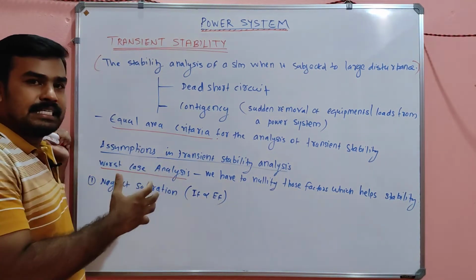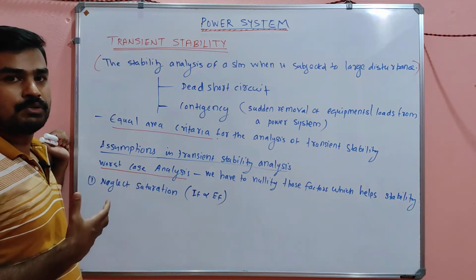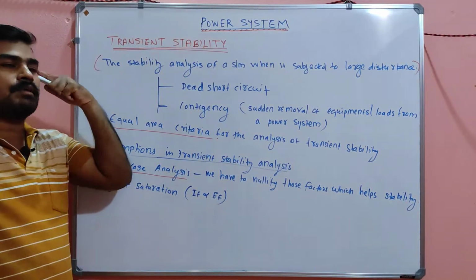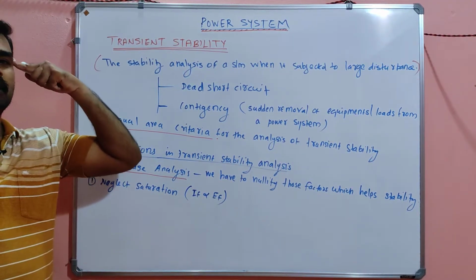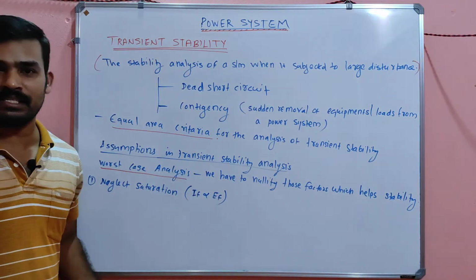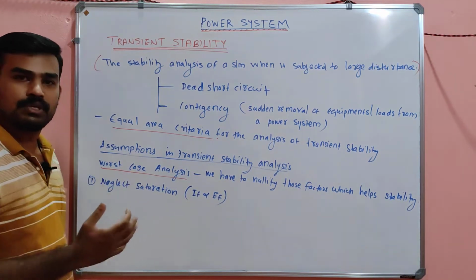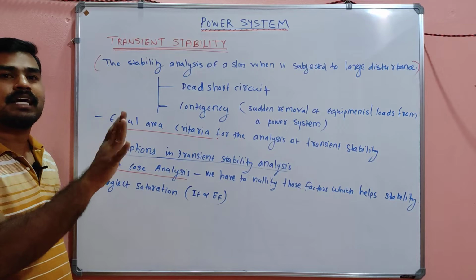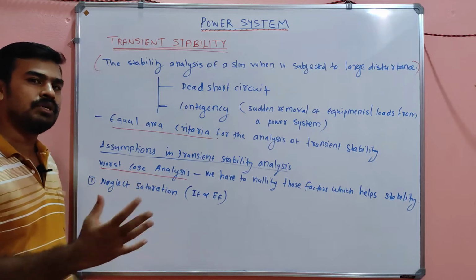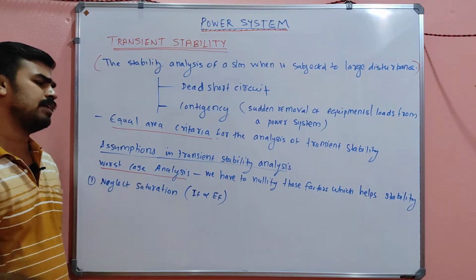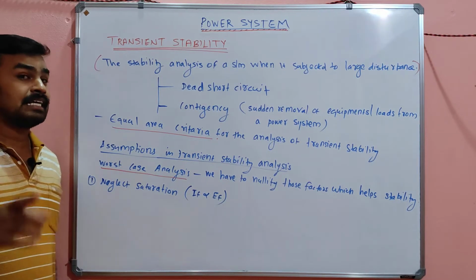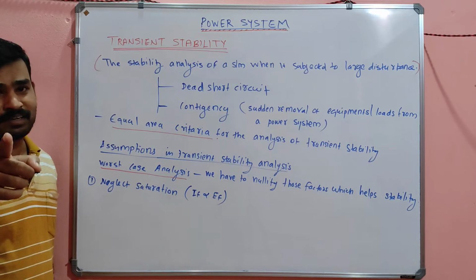Worst case analysis is the technique we use to find the transient stability. So before we move into transient stability consideration, we have to nullify all the factors which help the stability of the system. So first thing, neglect saturation. We don't want the saturation effect. That means IF will be directly proportional to EF all the time, as far as we increase the field current, there will be an increase in the induced EMF. Then only we get the worst case.